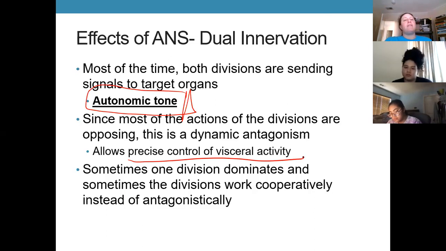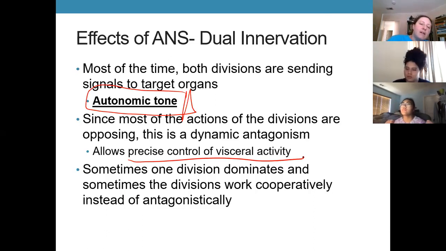Now, sometimes one division dominates, of course. It's easier to think about that for the sympathetic because we know that when we are in a very stressful situation, that's going to dominate all of our tone. So we'll have very high sympathetic tone. But sometimes it's the parasympathetic as well. In fact, our resting state is usually with a little bit more parasympathetic tone than sympathetic tone. We're not really wired to run sympathetic all the time. It should be kind of low level, just ready to go. It's not really good for us to be constantly at a high state of sympathetic tone.